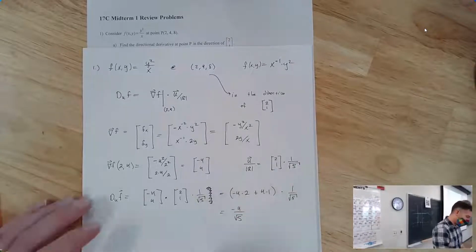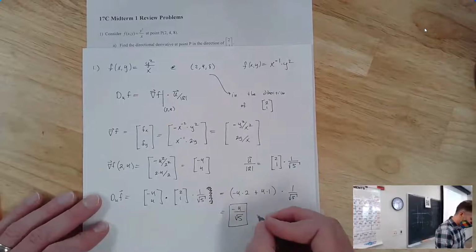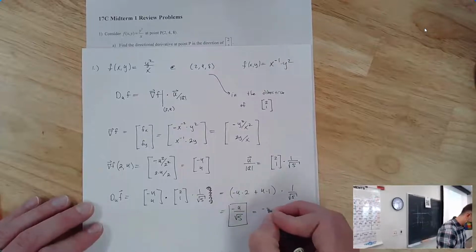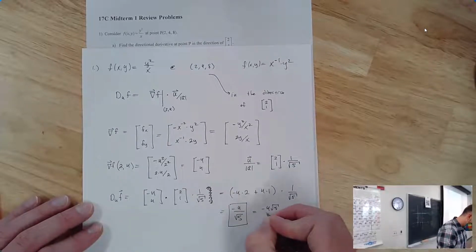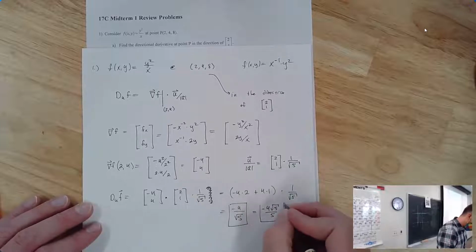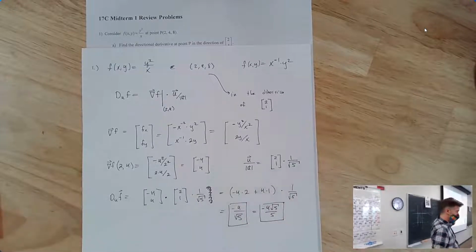And I would probably leave it like that. I suppose you could rationalize it as -4 root 5 all over 5, but I don't think anyone really cares if you rationalize it or not.